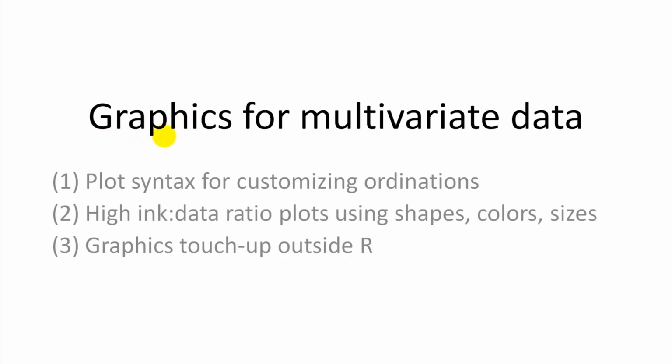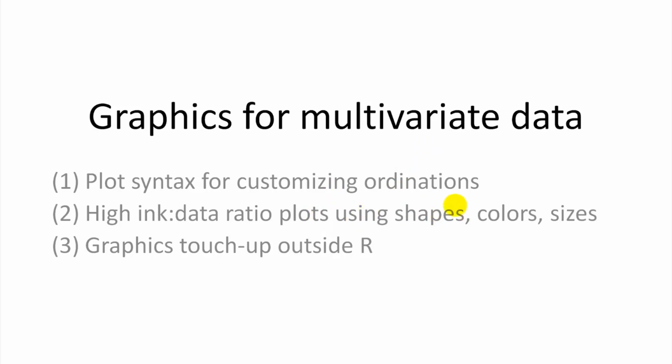So the last thing that I would like to cover in this Unit 3 is graphics for multivariate data. And you've seen in Lab 2 already that we do quite a bit of customizing our ordinations. Another thing that we also already tried is to cram as much information into our ordinations as possible. And we've already done quite a good job with minimal customizations. But you can do even better.